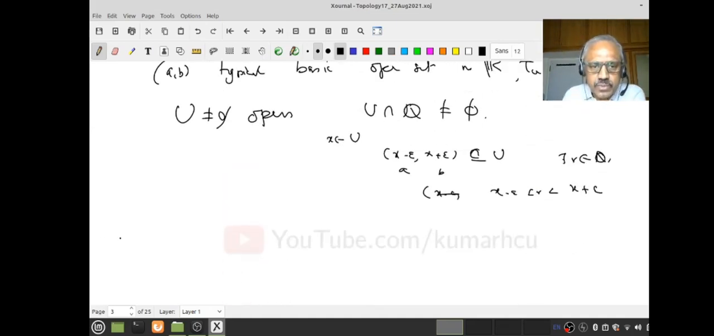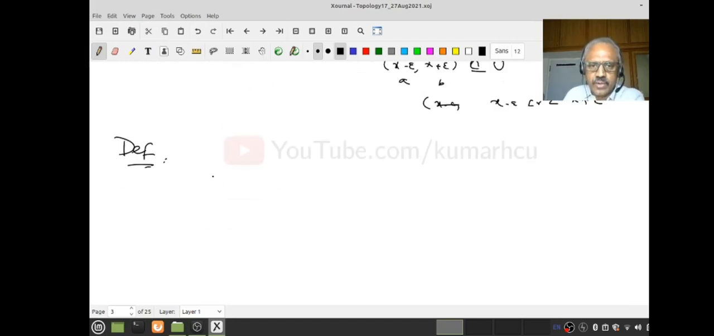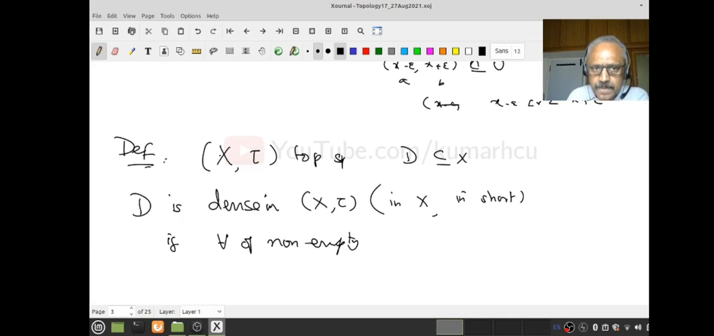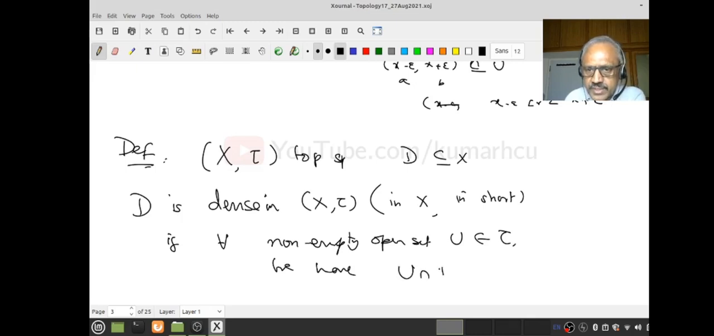So this allows us to make a very general definition of a dense set in a topological space. I will first write down the definition and explain the intuition behind it again. Let (X, tau) be a topological space and D a subset of X. Then we say D is dense in (X, tau), with respect to the topology. It's very important, but if tau is understood, you will simply say dense in X, in short. D is dense if for every non-empty open set U in tau, we have U intersection D is not empty.